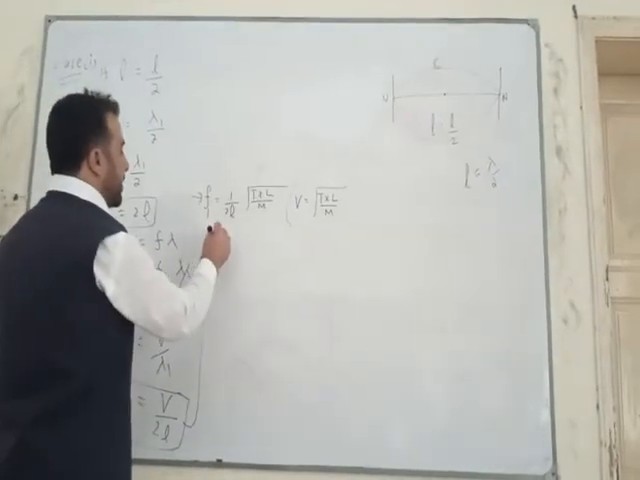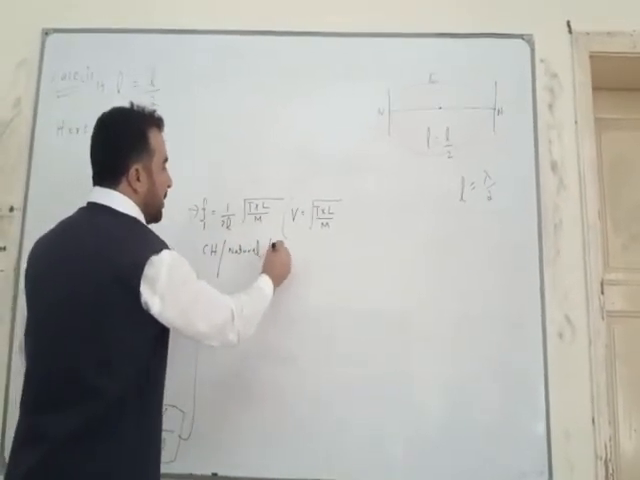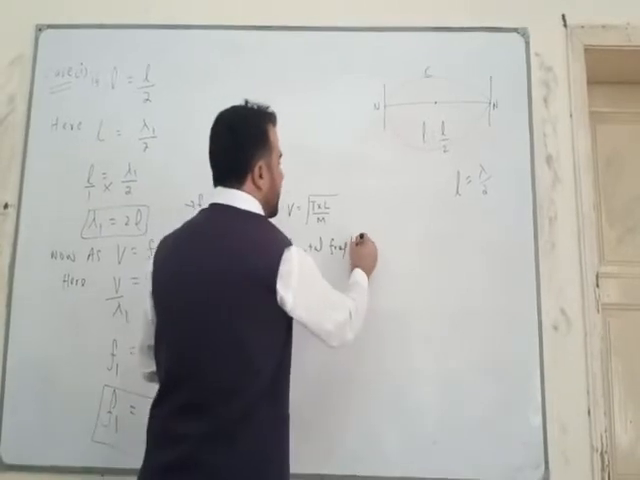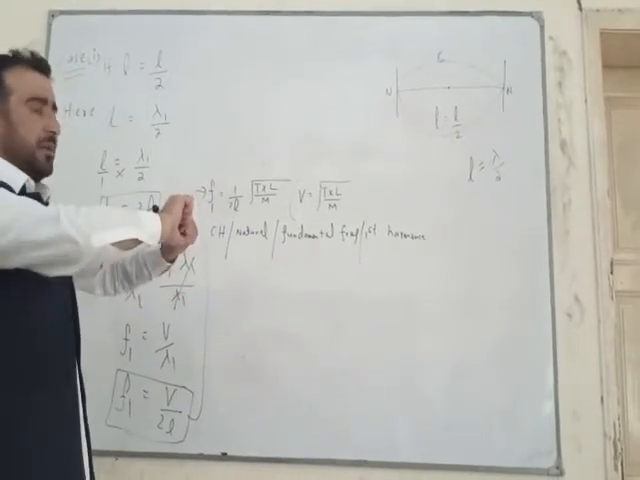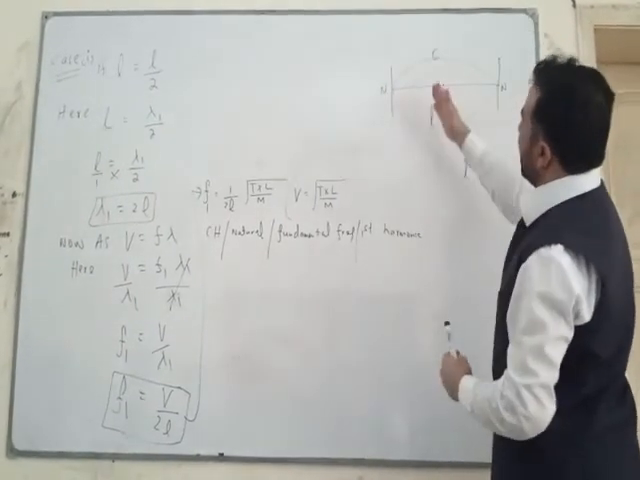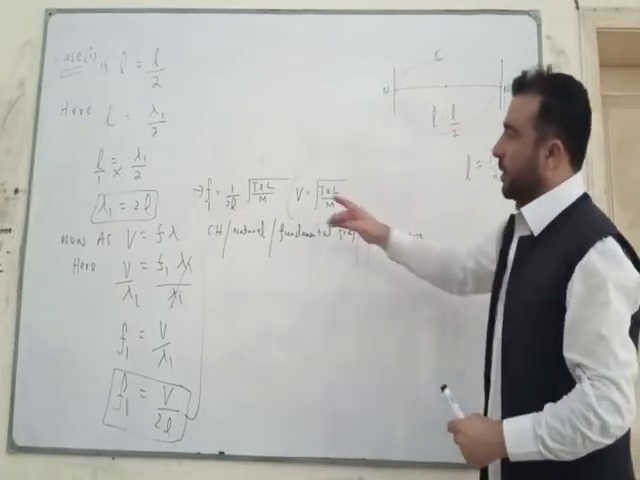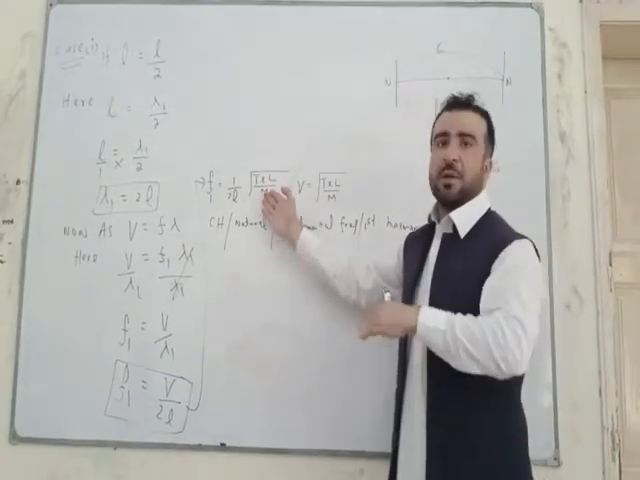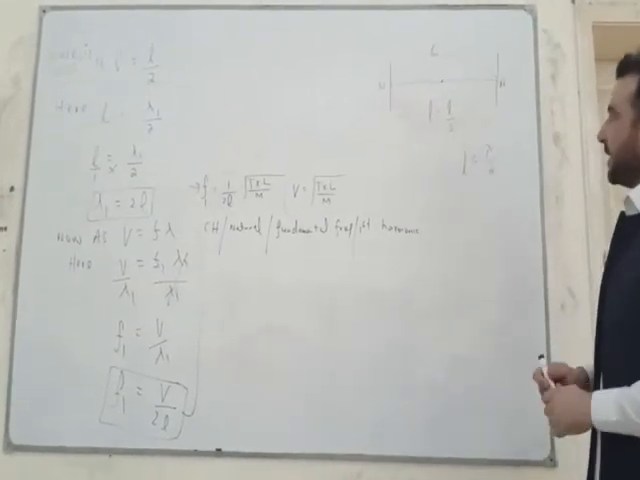This frequency is called characteristic frequency or natural frequency or fundamental frequency or first harmonic. That is, if we hit this tightly fastened string at half of its length, a single loop is produced, and the frequency of vibration will be this much. Now this frequency is called characteristic frequency, natural frequency, fundamental frequency or first harmonic. Clear? What if we reduce the length further?